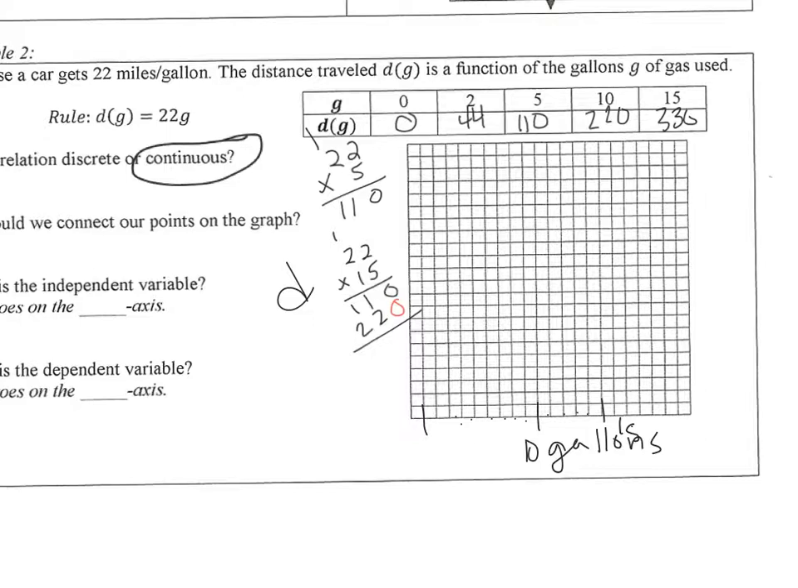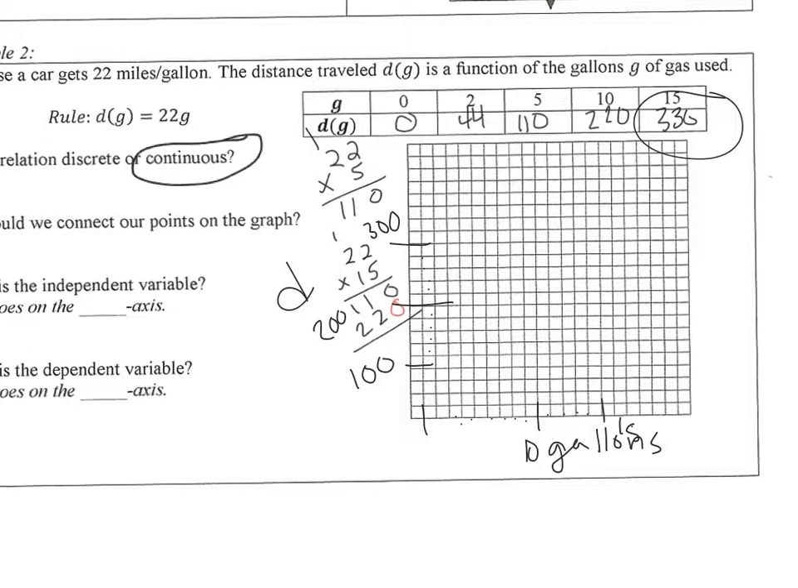And then I need to come up with a scale that includes 330. So I'm going to go, this will be 100. 1, 2, 3, 4, 5. This will be 200. 1, 2, 3, 4, 5. This will be 300.